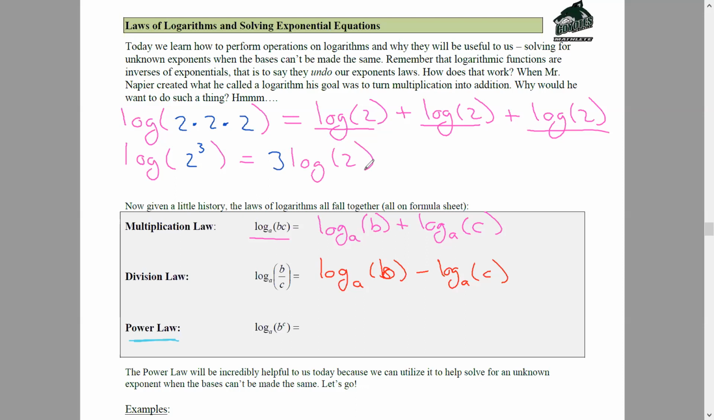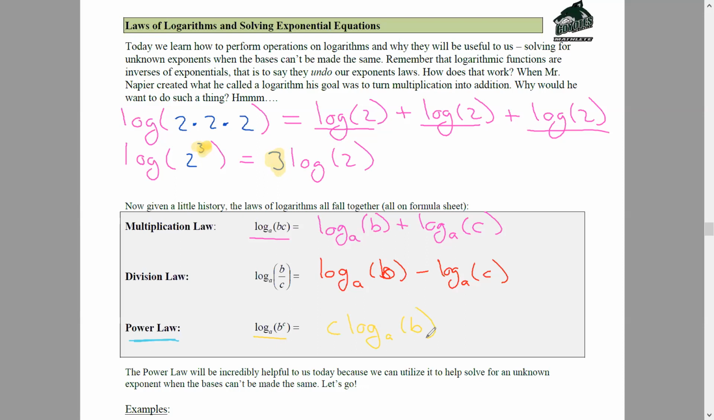Here it is. What I really want you to notice is this. Look at your exponent here. Your exponent can become your coefficient. There it is. There's our final and probably most important law for today. That down here, my exponent or my power can become my coefficient. There it is. See, that wasn't a bad history lesson.